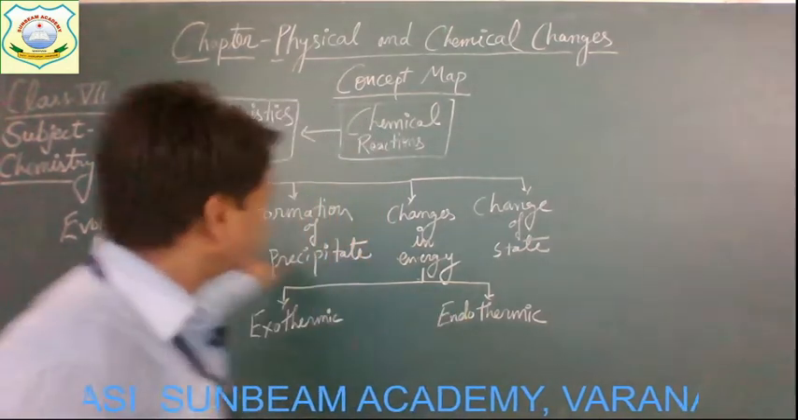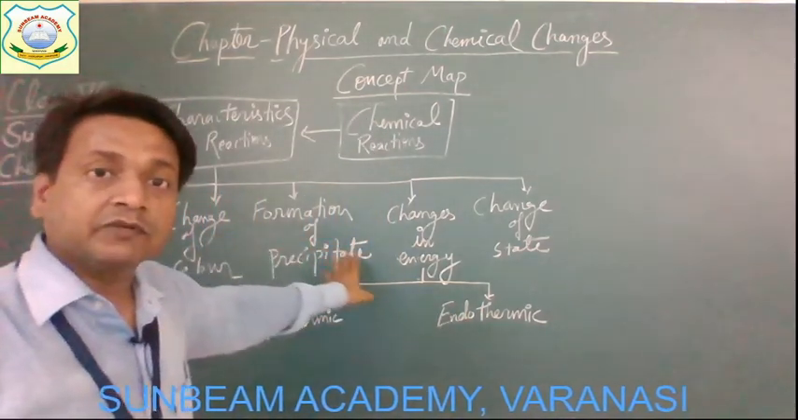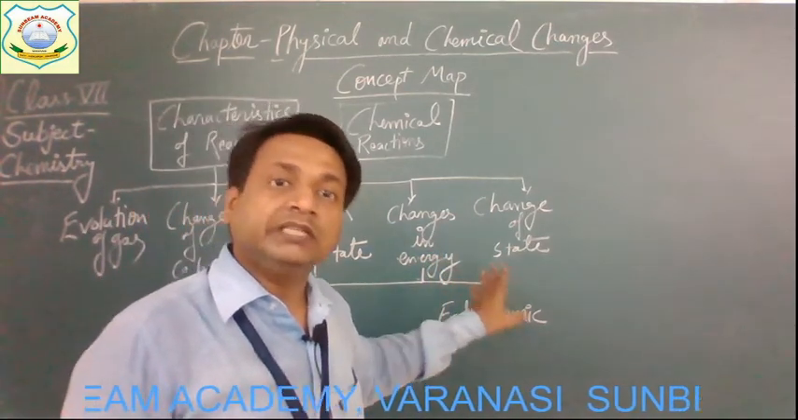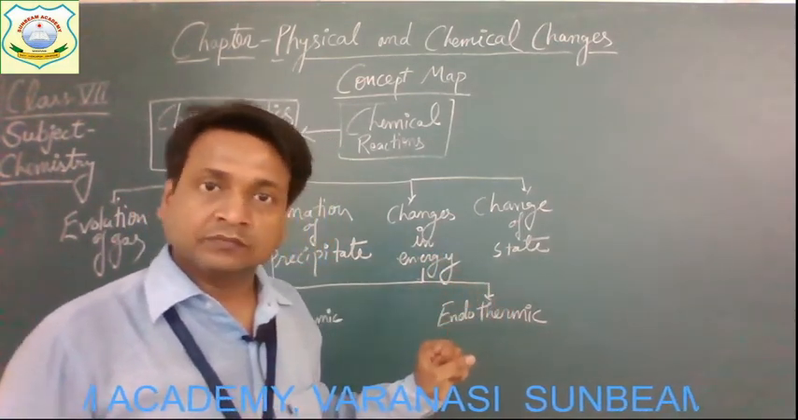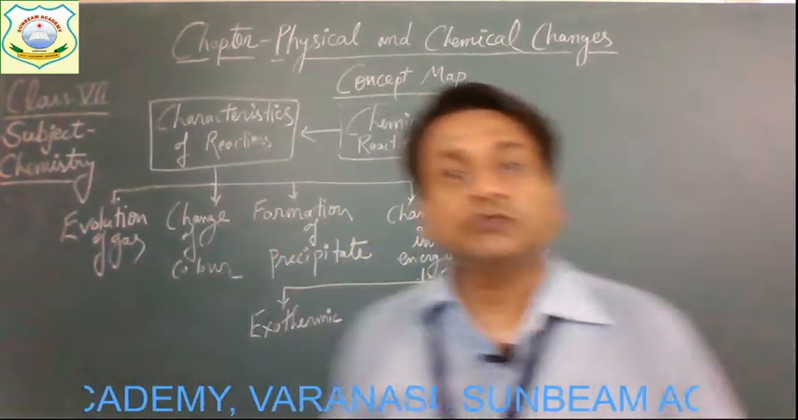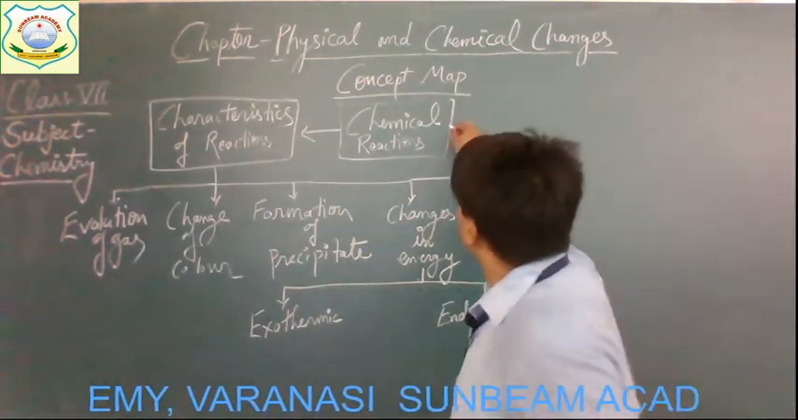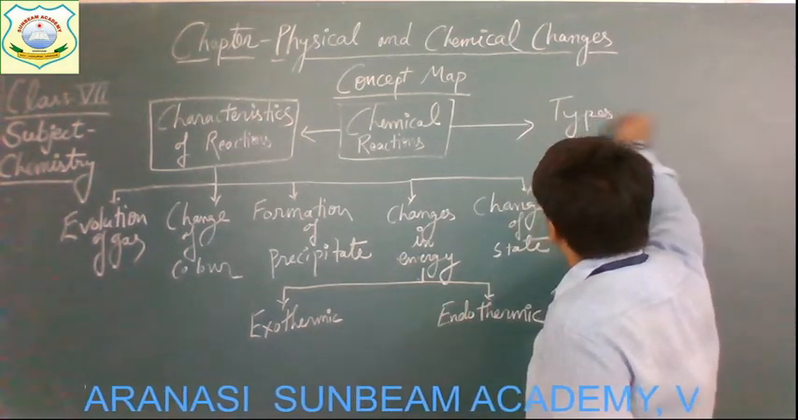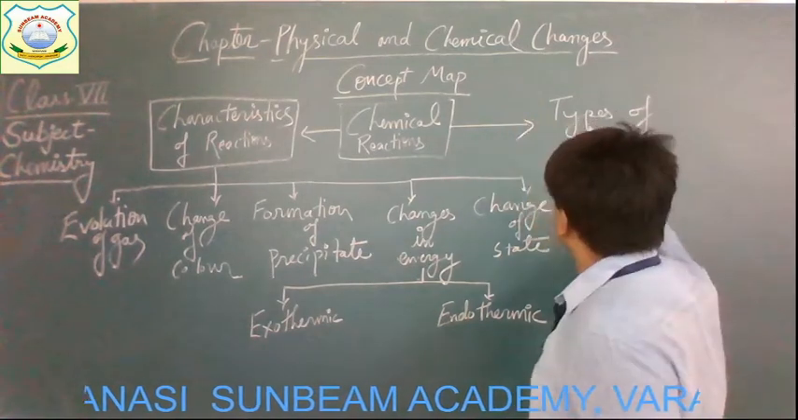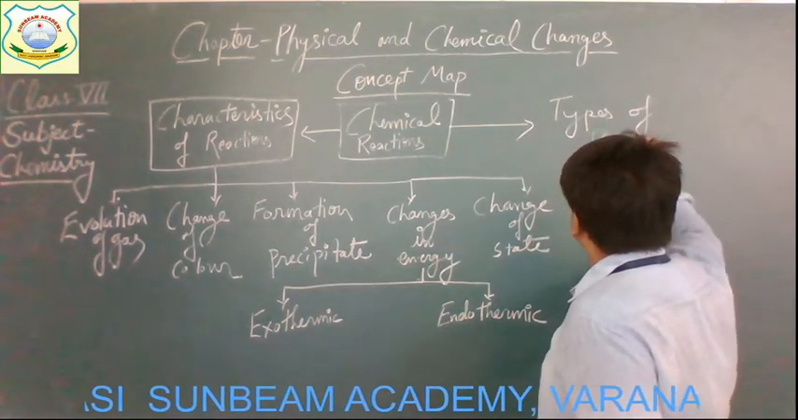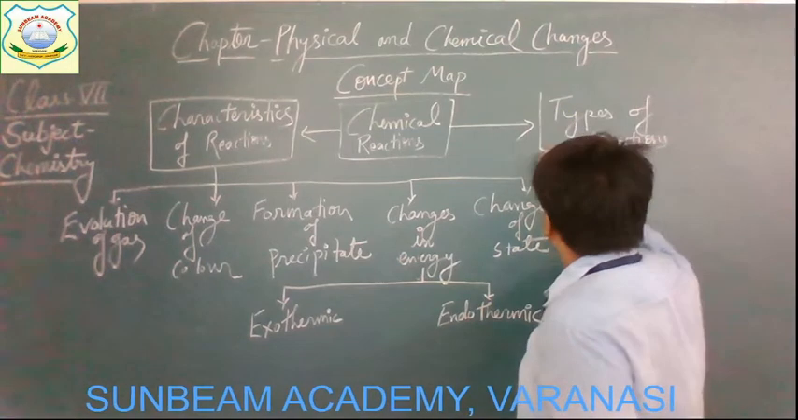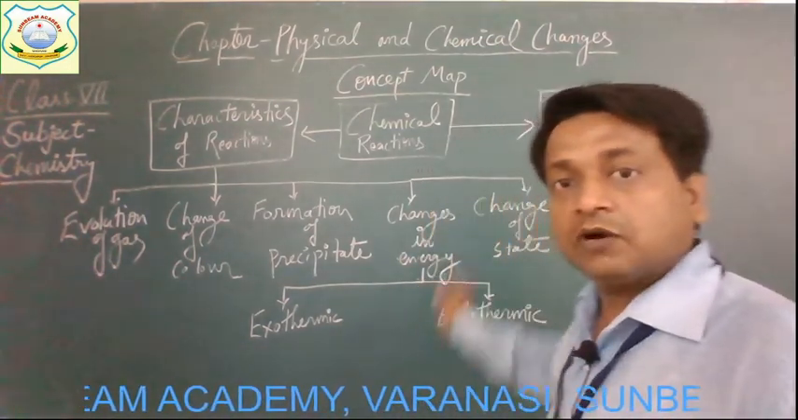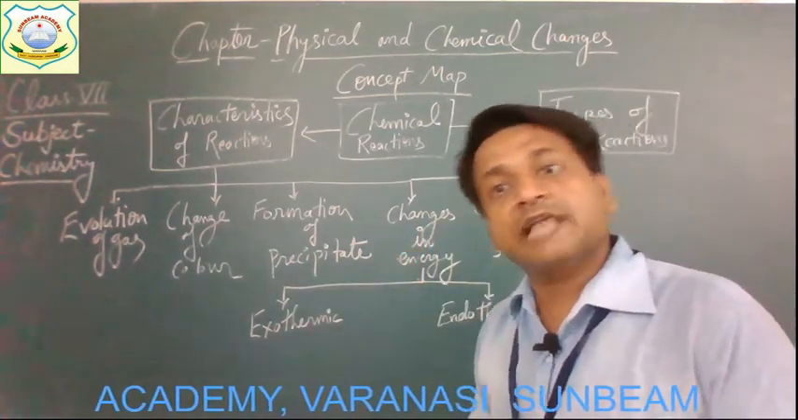Get it, children? So these are the different characteristics of chemical reactions, which we have explained in detail with examples in the chapter. Now, the next topic which we have explained in the chapter is types of reactions. Okay children, the second important topic which we have explained in the chapter is types of reactions.